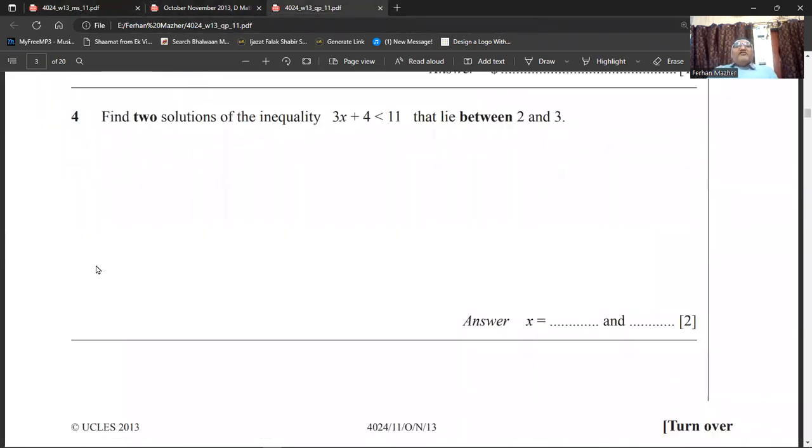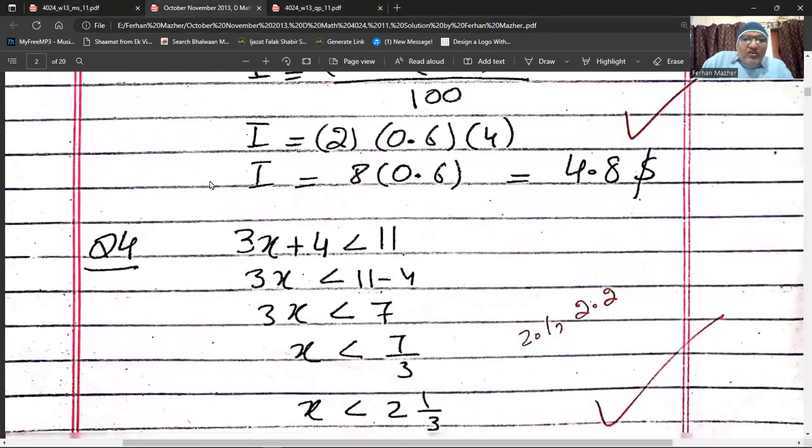Question number 4, he says find the two solutions of the inequality 3x plus 4 less than 11 that lie between 2 and 3. So whatever their solution will be, I will represent it on the number line. Then I have to choose solutions between 2 and 3. Okay, so here we go.